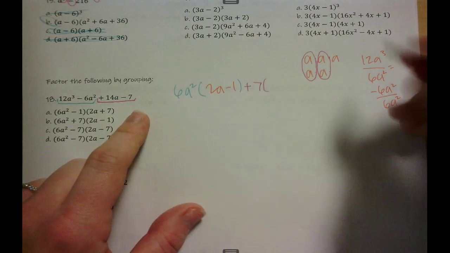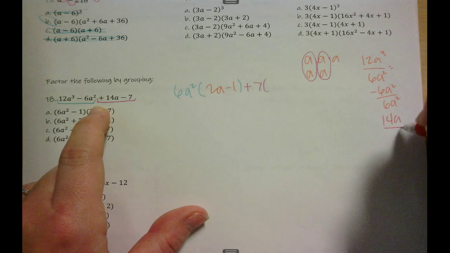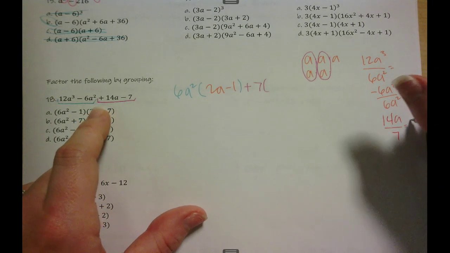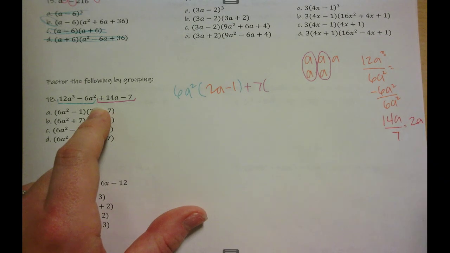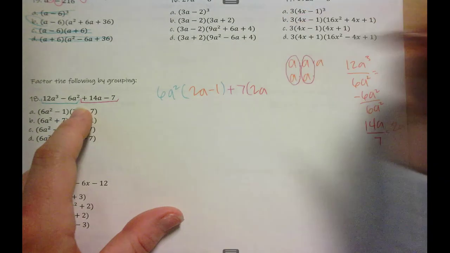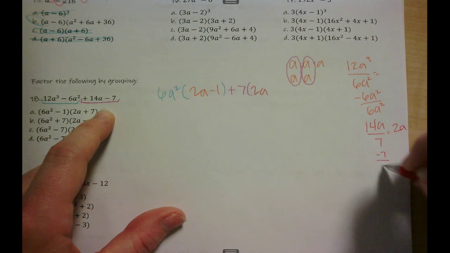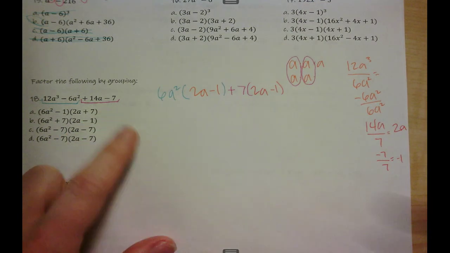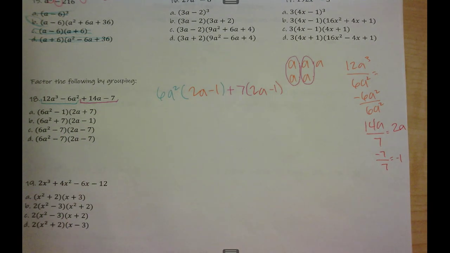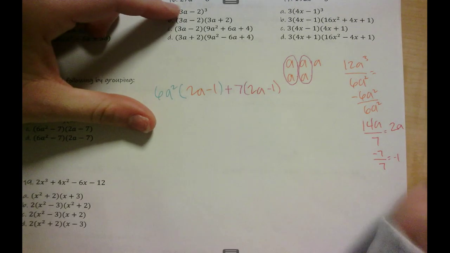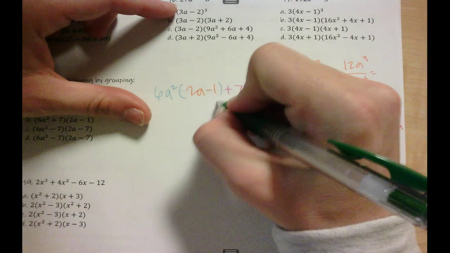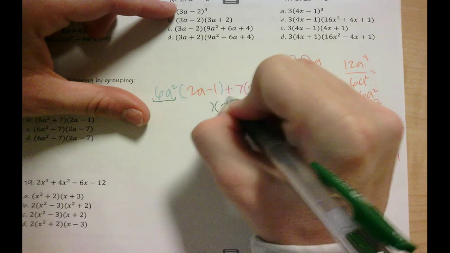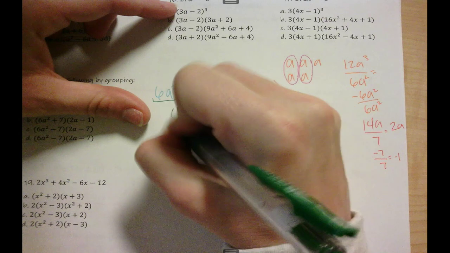So off to the side, when I take 14a divided by 7, 14 divided by 7 is 2. That a has nothing to divide by, so it just hangs out, 2a. And then negative 7 divided by positive 7, that's going to be negative 1. Okay, you see how in our parentheses that's the same? That's good. It means we did it right. So that is one of our factors, 2a minus 1. And then our other factor is what's on the outside here.